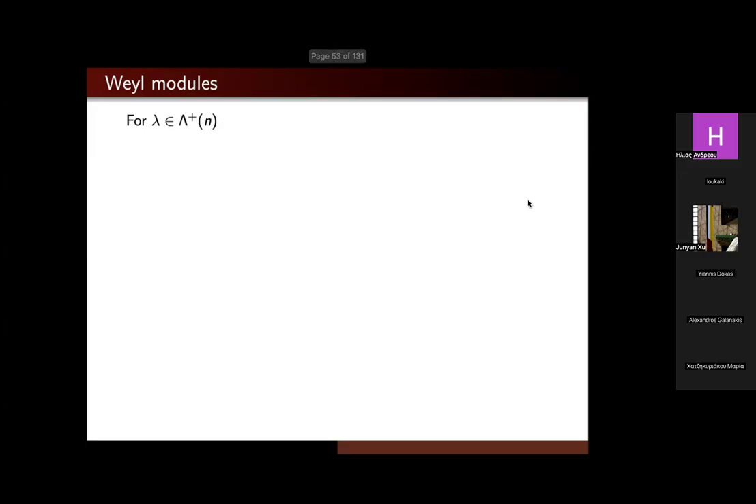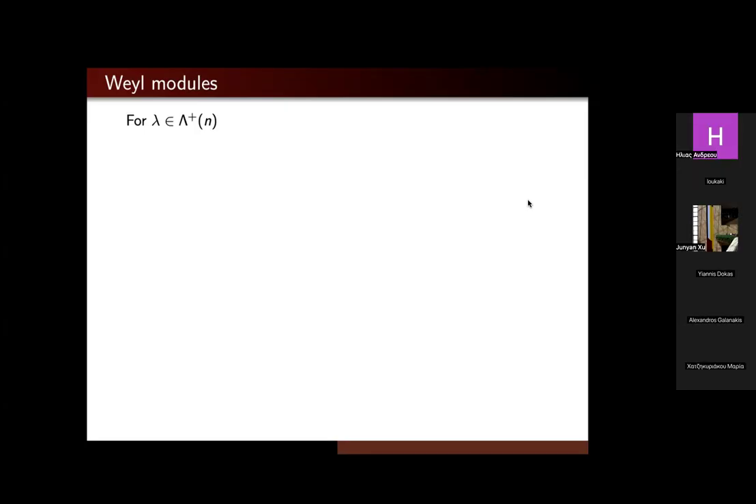I want to construct them. Again, I will go Buchsbaum style. I thought that I heard Michalis's voice at some point, and if he's around, yeah, Buchsbaum is the supervisor of Michalis.